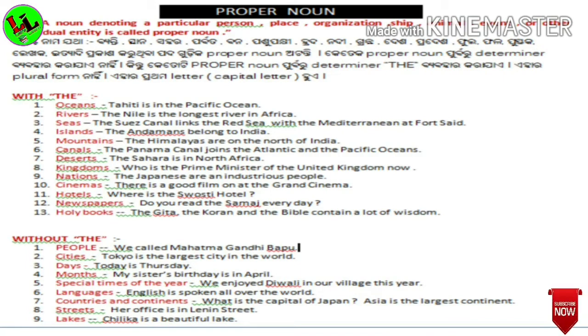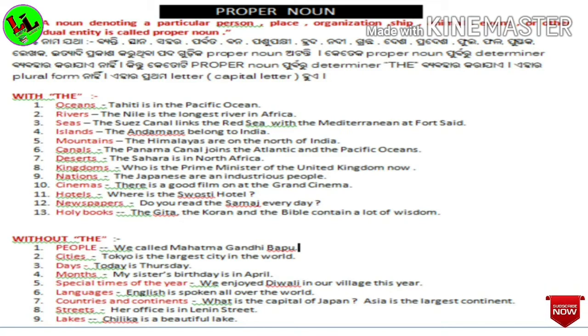Then mountains, before the names of mountains. The Himalayas are on the north of India. Then the names of some canals. The Panama Canal is the name of a canal. The Panama Canal joins the Atlantic and the Pacific Ocean. Then before the names of deserts. The Sahara is in North Africa. Sahara is the name of a desert. Then before the names of some kingdoms. Who is the Prime Minister of the United Kingdom now? United Kingdom is the name of a kingdom.